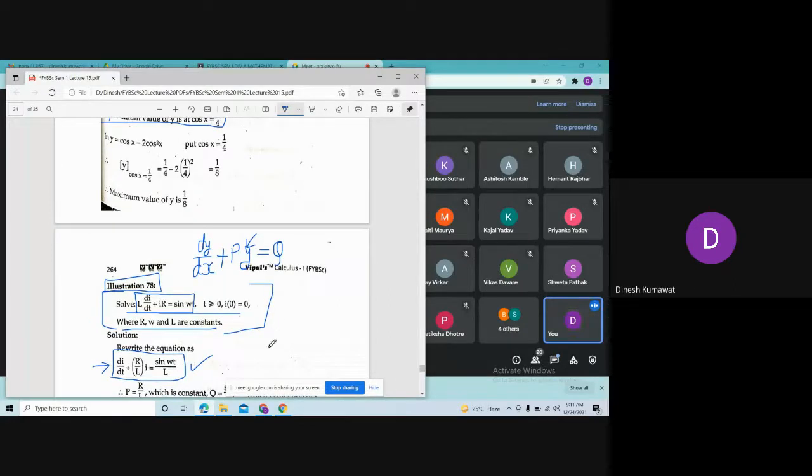Yes, which is p? Sir, R upon L. R upon L is what? P. And q is? Sin omega t upon L. So tell me, what is the integrating factor then? e raised to integration p dx.